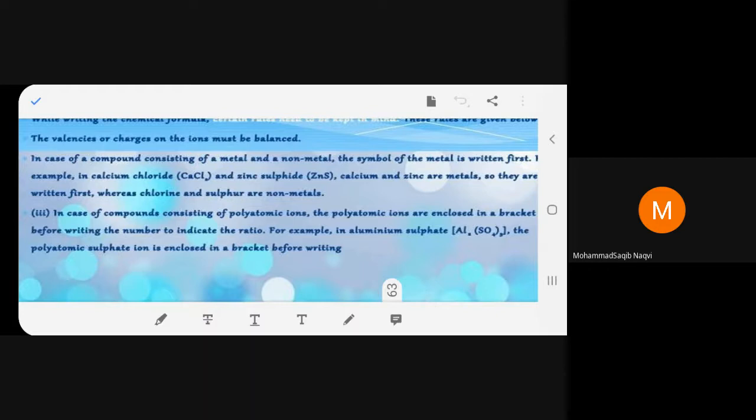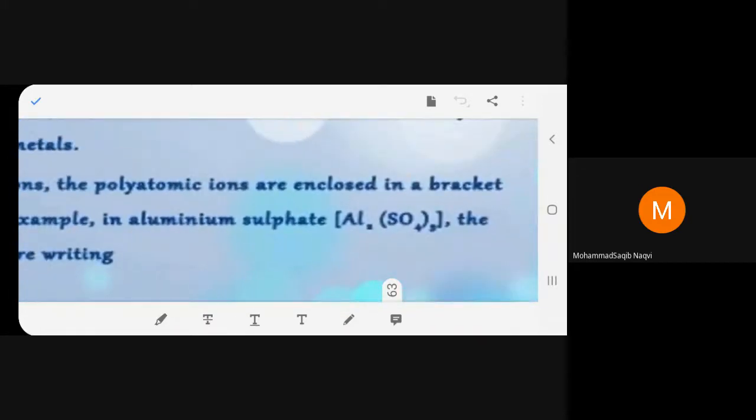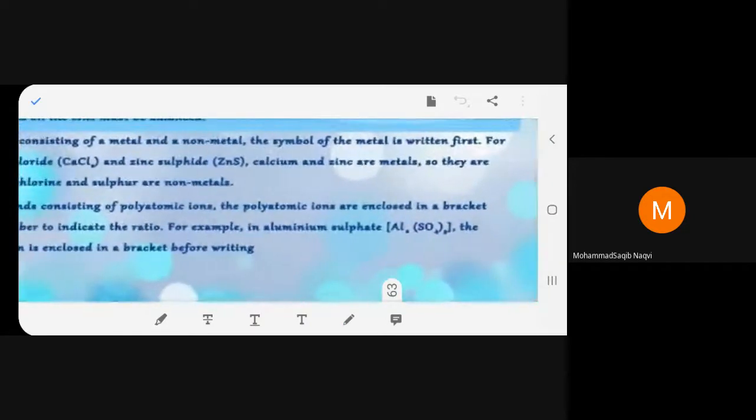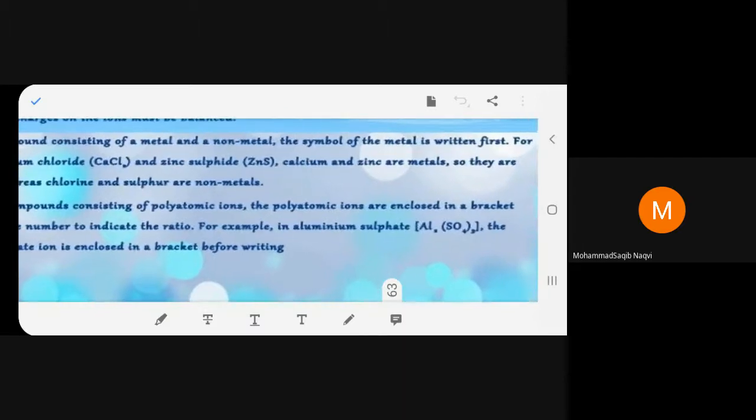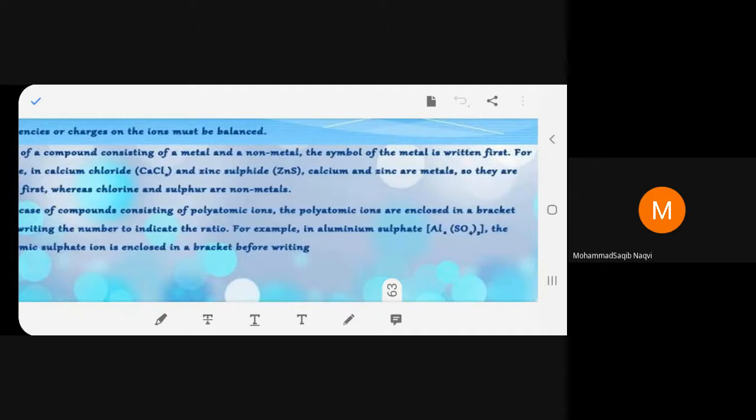Al2(SO4)3, the polyatomic sulfate ion is enclosed in a bracket before writing. So whenever there are many atoms forming a compound, many atoms. So how many atoms are there in this case? How many atoms are there? Al, S, and O. Three atoms are there, right? So three atoms are there forming polyatomic ions. What have they done?